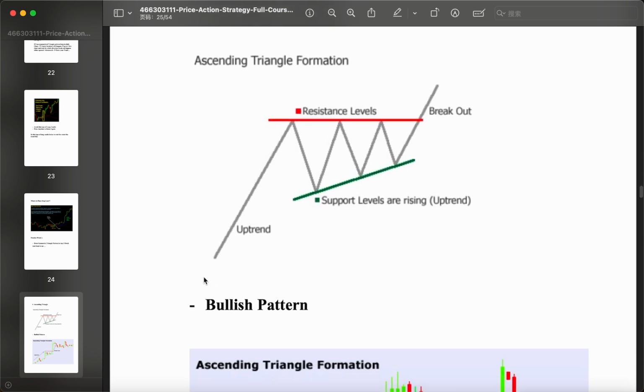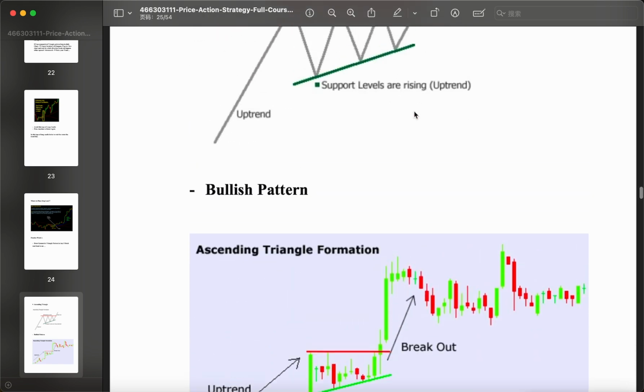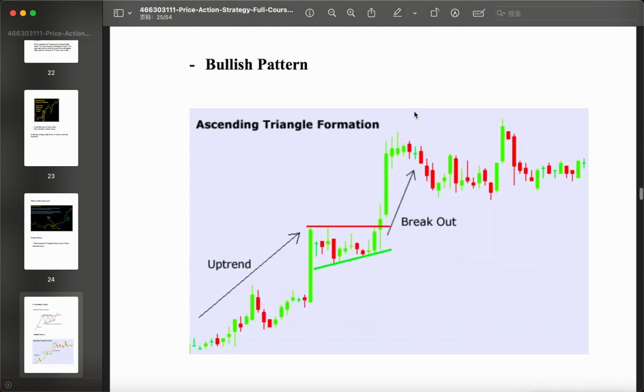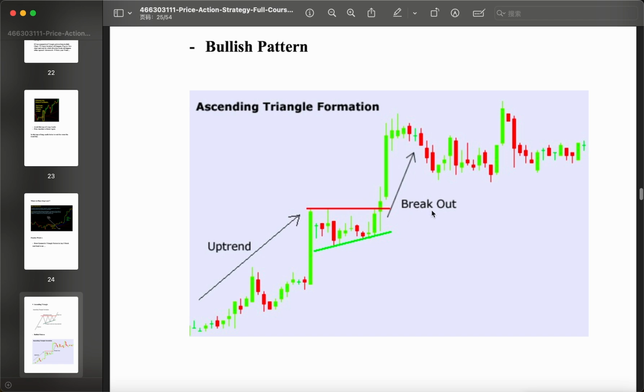So we see this market goes up and it kind of bounces back and forth, and you see it hits towards a resistance level repeatedly, and then you have a support level that is rising, and here you see another breakout. So this is a typical bullish pattern, you see an upward triangle, and then you see another breakout. That normally means the market will go up, so it's a bullish pattern.